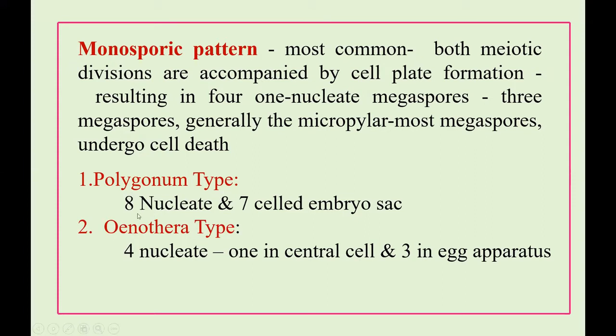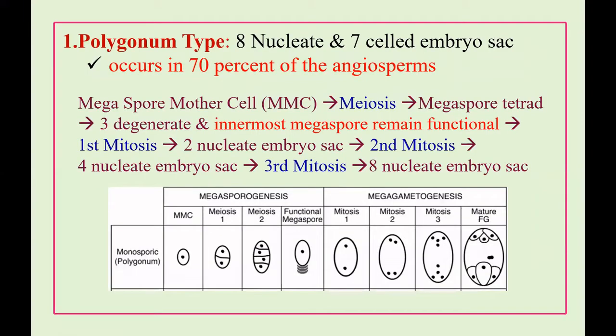The Polygonum type, as we have studied in the picture, is the general type. It results in an 8-nucleate and 7-celled embryo sac. Whereas in the Oenothera type, a 4-nucleate embryo sac is developed: 1 in the central cell and 3 in the egg apparatus. Let us discuss these two in detail, starting with the Polygonum type.